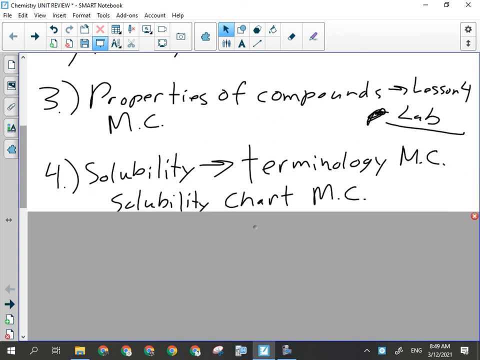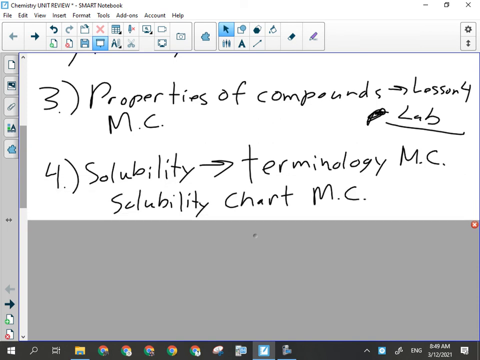Okay, and then for solubility, okay, know your terminology. What a solute is, what a solvent is, precipitate, okay, saturated, that kind of stuff. Know the terms because there could be some multiple choice about terminology.